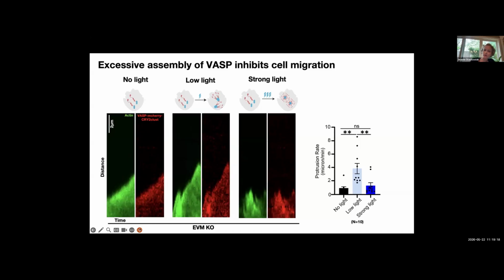And if you think about the role of VASP, which is to bring together the tips of actin filaments to coordinate other factors that bind actin and modify its assembly, it makes sense that we need the ability to constantly remodel the leading edge of the cell to have a functional assembly.